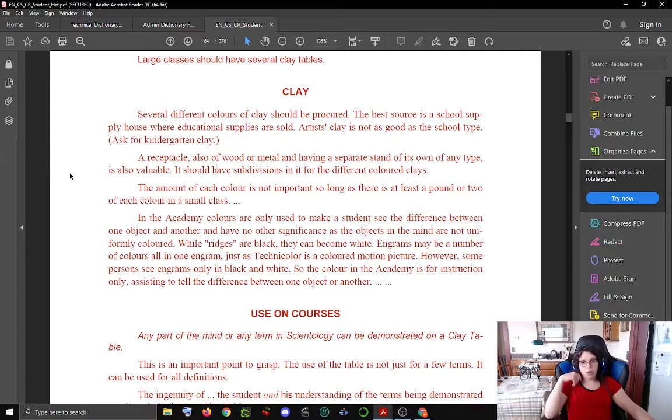A receptacle, also of wood or metal, and having a separate stand of its own of any type is also valuable. It should have subdivisions in it for the different colored clays.